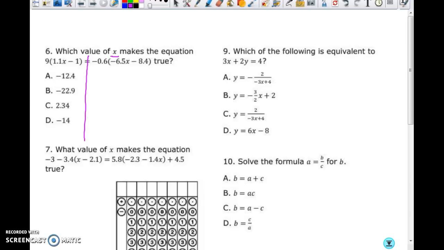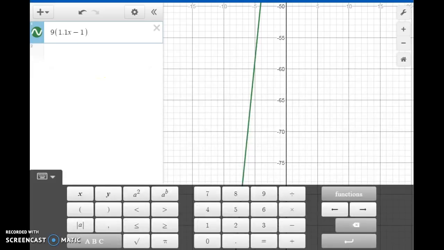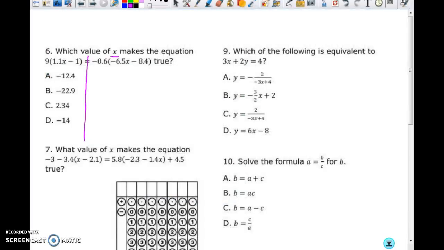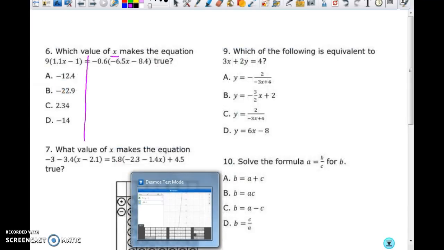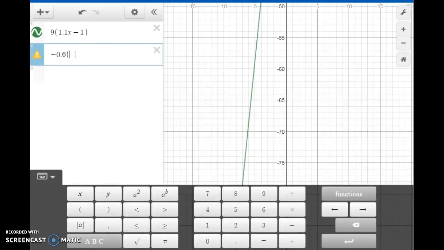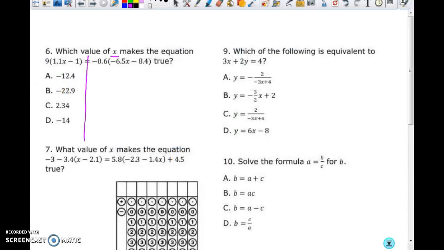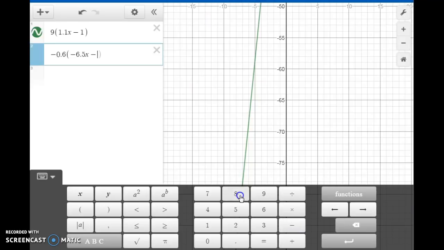Alright, and this side, this is a lot, so negative 0.06, parentheses, 0.6, parentheses, negative 6.5x, minus 8.4. It's going to take me a while. Close that out.